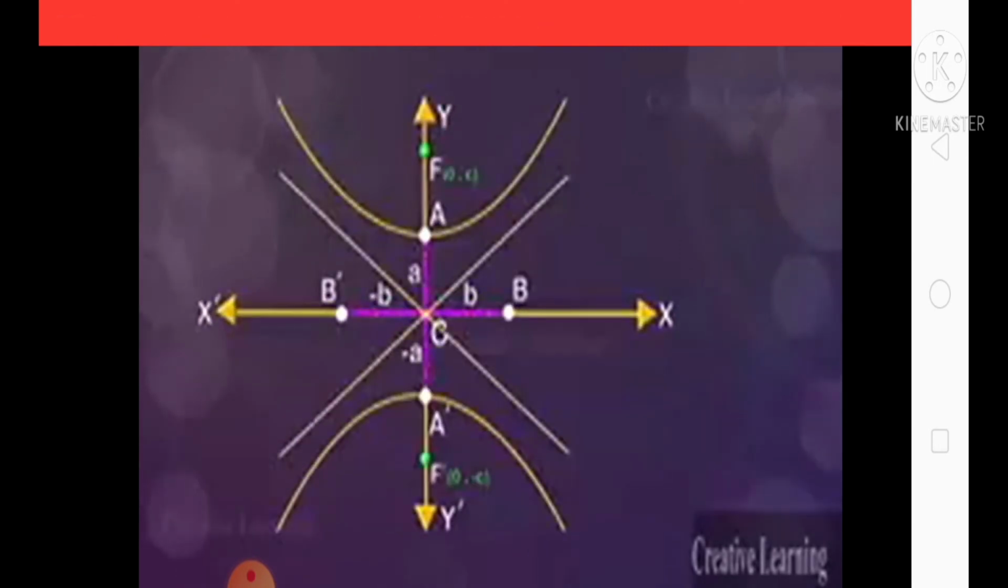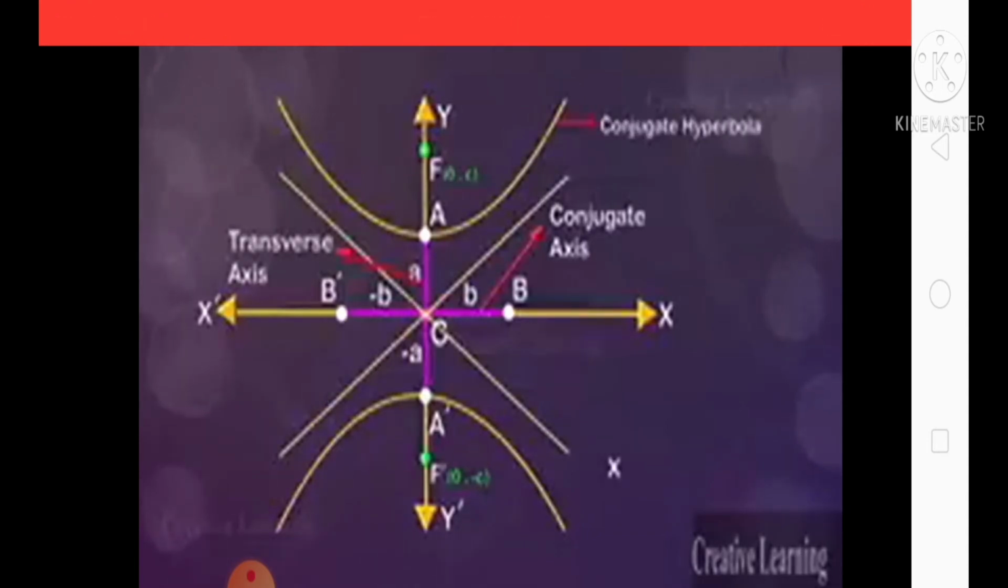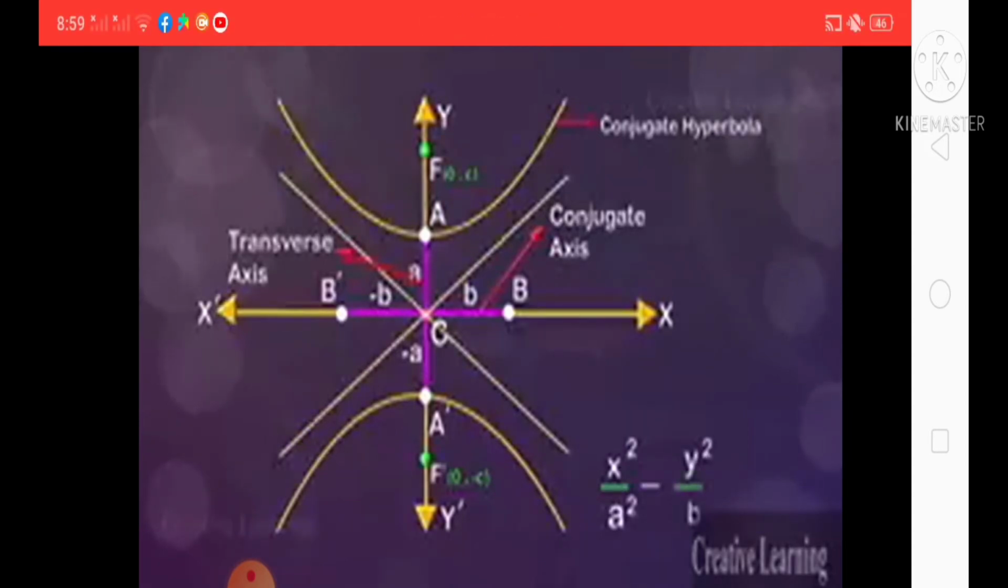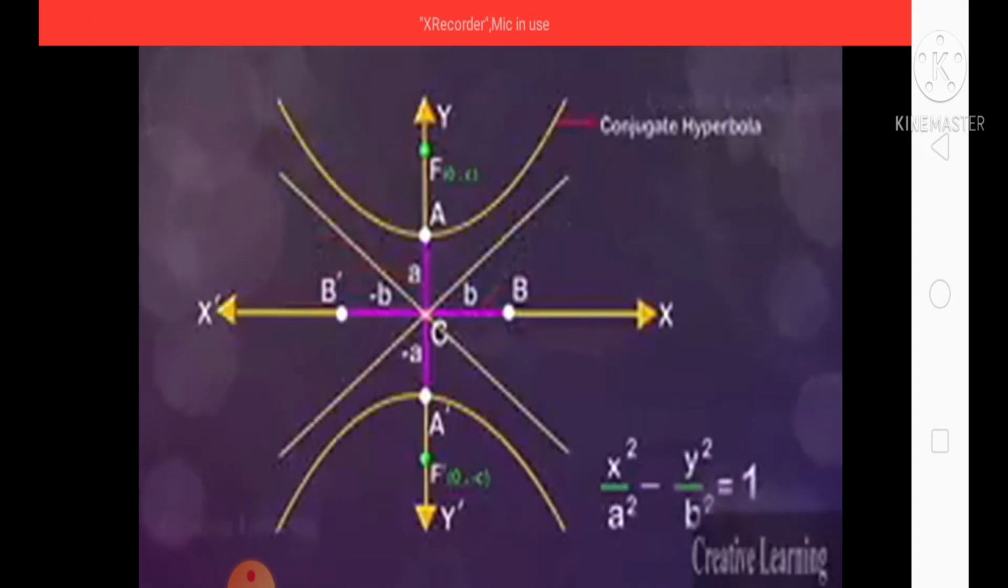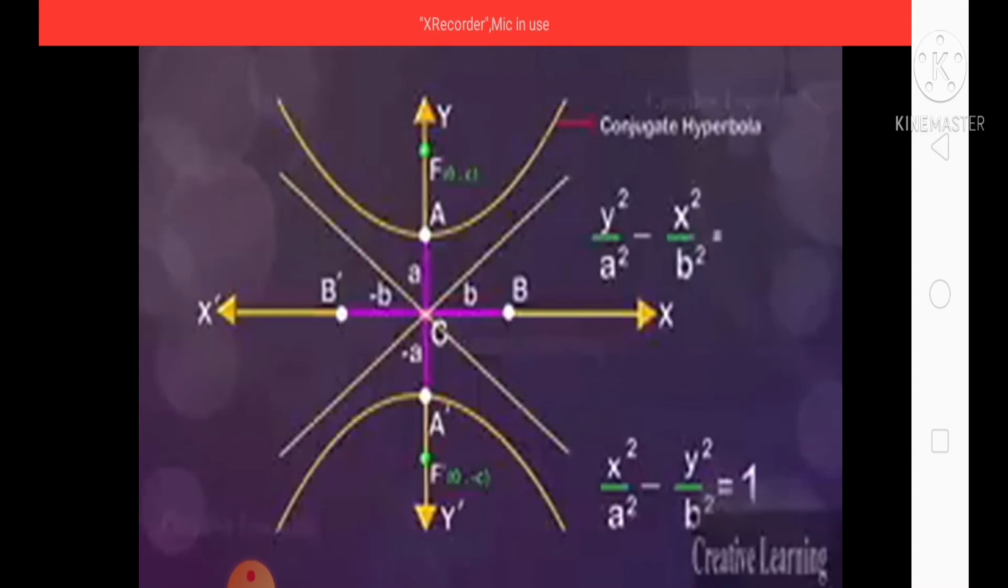The hyperbola, whose transverse and conjugate axes are respectively the conjugate and transverse axes of a given hyperbola, is called the conjugate hyperbola of the given hyperbola. Thus, if x square by a square minus y square by b square is equal to 1 be the given hyperbola, then y square by a square minus x square by b square is equal to 1 is its conjugate hyperbola.